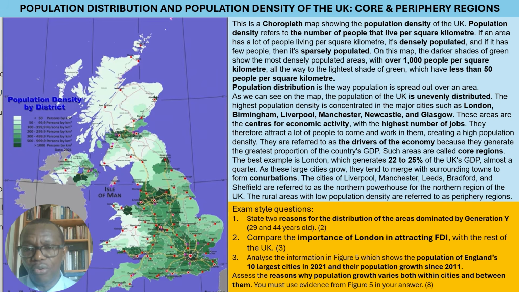London, for example, generates 22 to 25% of the UK's total GDP. That's almost a quarter of the country's GDP just from one city, the largest city in the country. So it's obviously very important to the UK's economy. And as these large cities such as London grow, they tend to merge with the surrounding towns to form conurbations. But we'll get to that later.